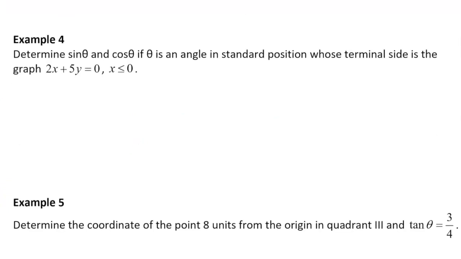Okay, example 4. Determine sine theta and cos theta if theta is an angle in standard position whose terminal side is the graph of 2x plus 5y equals 0, where x is less than or equal to 0. Let's make 2x plus 5y equals 0 look a little bit cleaner. Let's isolate for y and see what would happen if we did that.